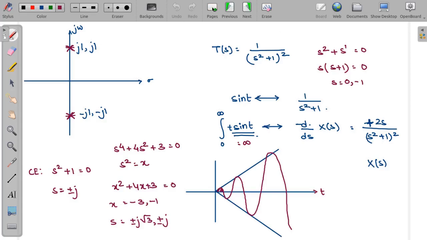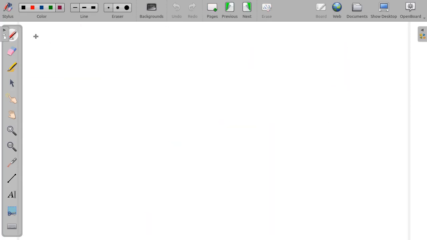But if your characteristic equation looks like this: s cube plus 3s square plus 1 equal to 0. If you solve this equation, you will get one positive root, and a positive root implies that there is actually a pole in the right half of the s plane. You can solve this equation in your calculator or even in your Routh-Hurwitz table. Later on we will solve this and check whether there is a right half pole or not.